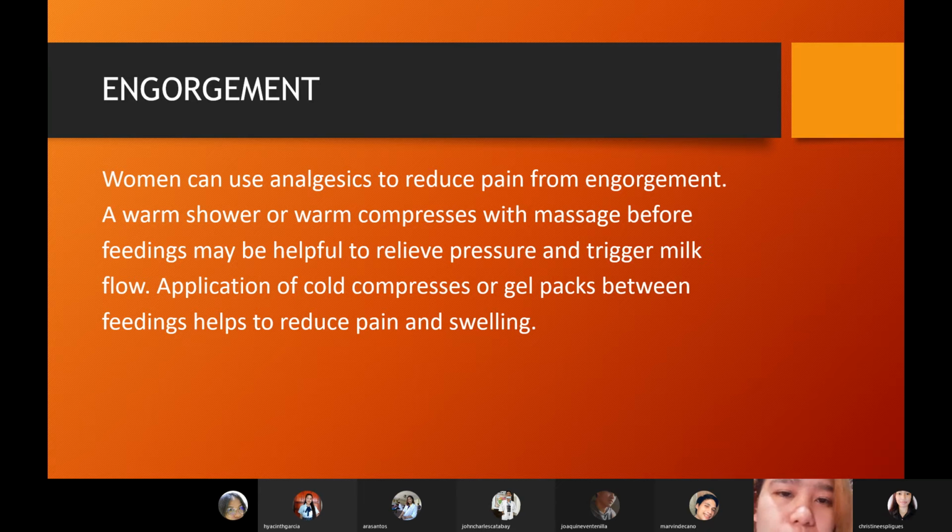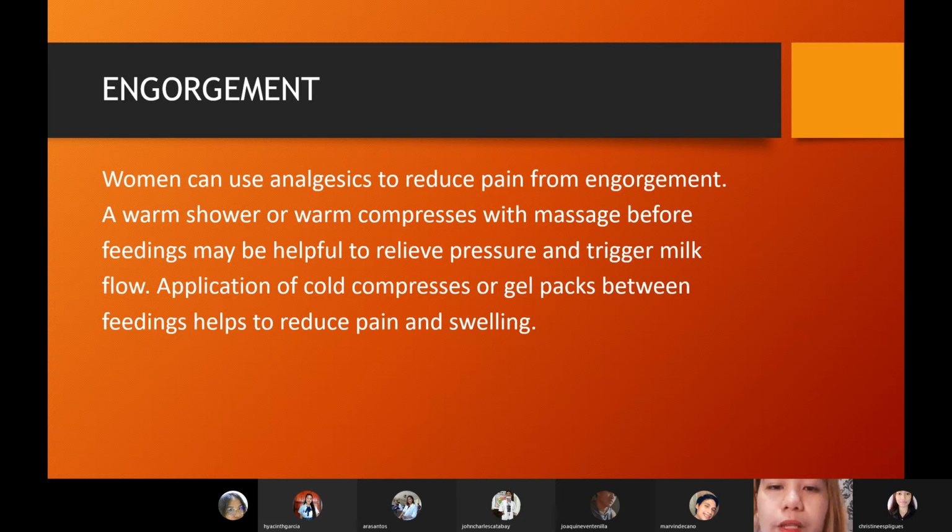So a warm shower or warm compress with massage before feedings may be helpful to relieve pressure and trigger milk flow. So when you're going to take a bath, or you can advise those mothers also, to ease the pain that they feel. They should take a warm shower or warm compress, then they can massage their breast, and it is very helpful to relieve the pressure and trigger milk flow.